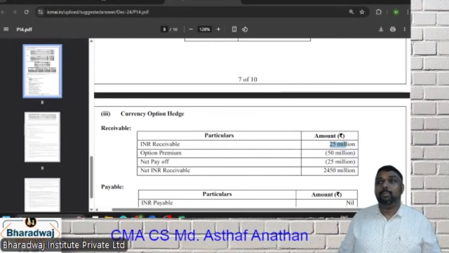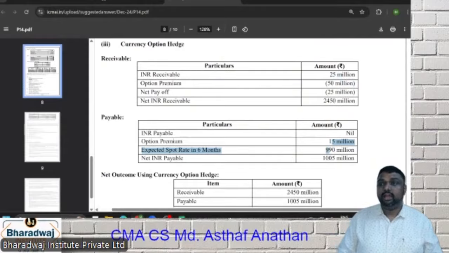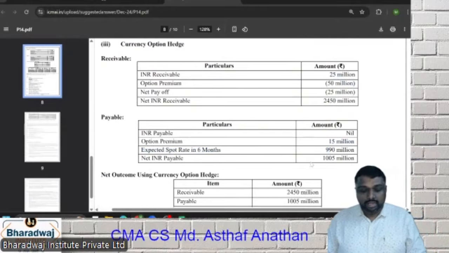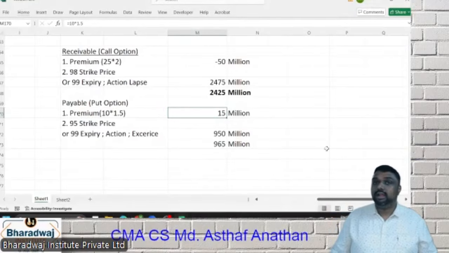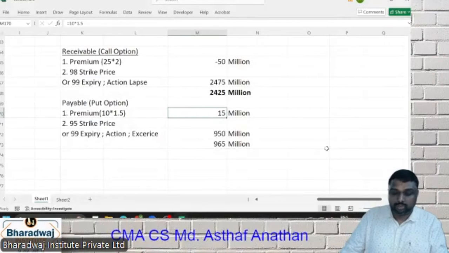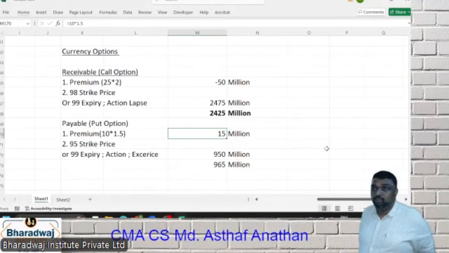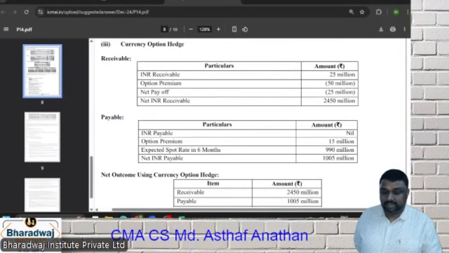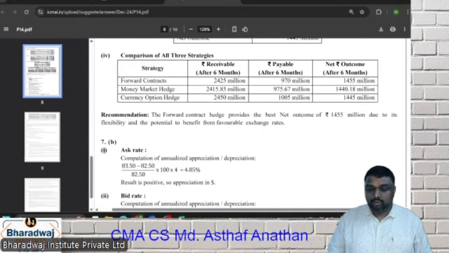Maybe copying the error. Same here also, it should be 15 into 1.5. So that mistake they have made. Similarly, this price also they took as the spot price. So we have already taken the correct answer. So this is the perspective. I have already told you about the wording error. So this is how you have to present it, the comparison table, for the currency option. I have already told you it is a wrong point.